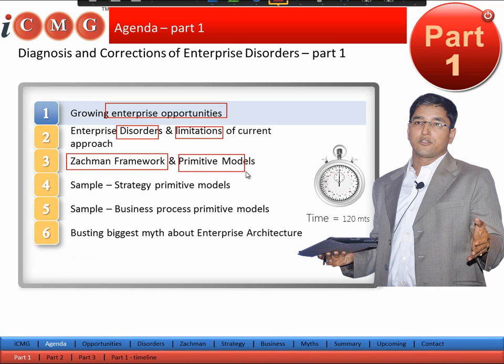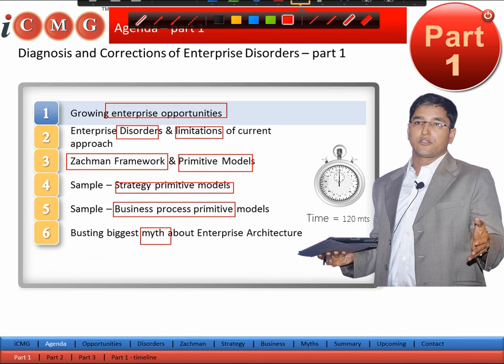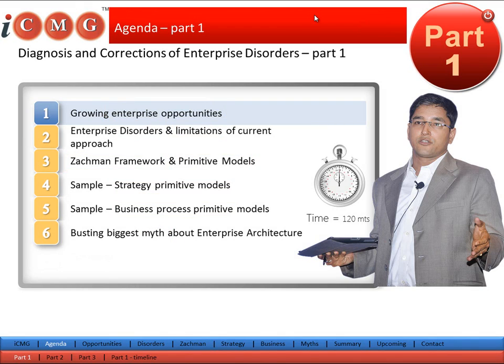We're going to understand what the strategy primitive models are, and what the business process primitive models are. One other thing I'm going to look at is what the myths are that we live in. And we're going to see, very interestingly, how these are actually dependent, such that these disorders are key to, in extreme cases, the closing down of the enterprises.